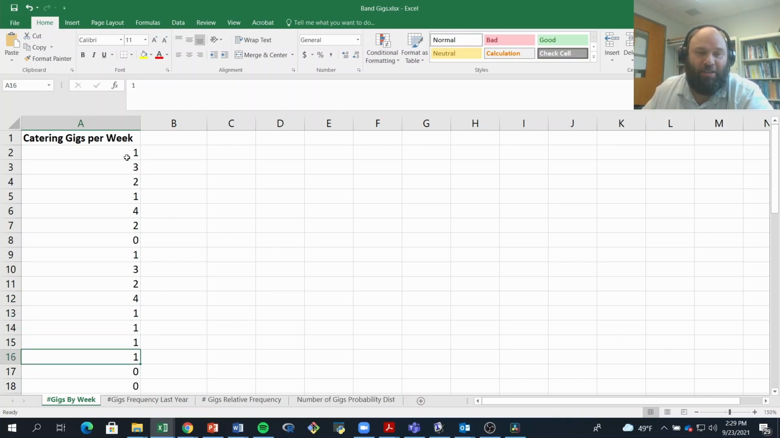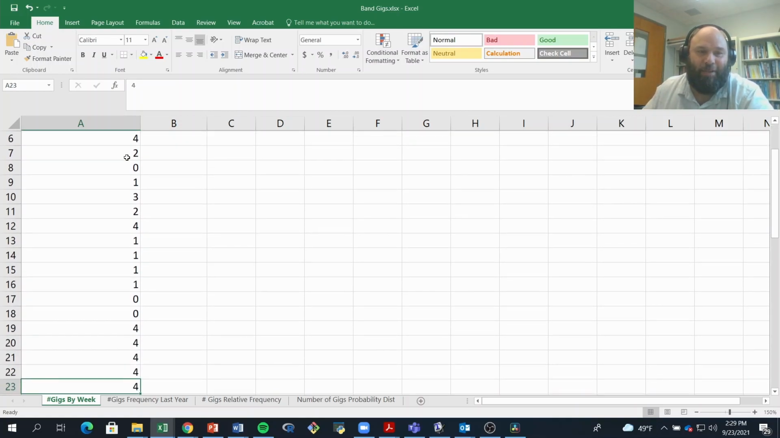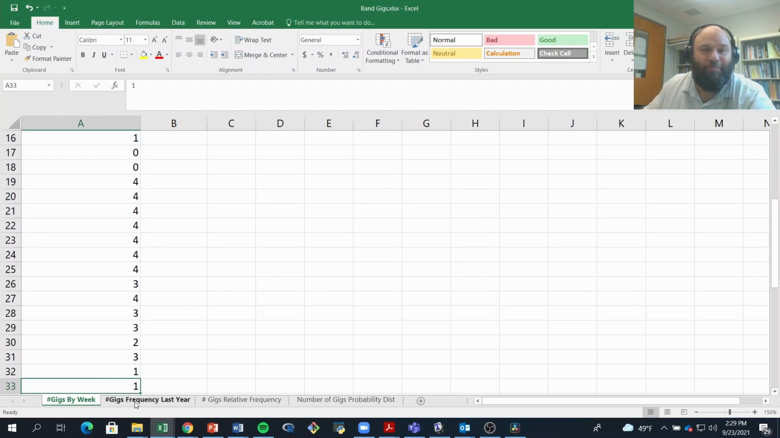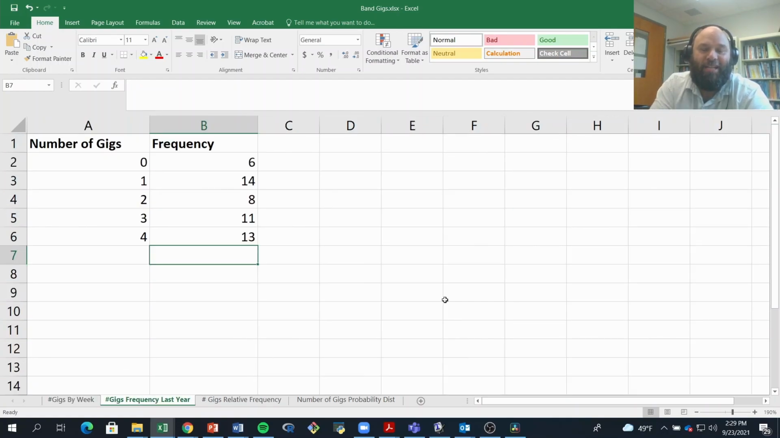Now this spreadsheet, as it's written, is not terribly useful. It's a very long string of numbers. What's more useful is to look at how many times we played each possible number of gigs. So 6 of the weeks of the year, we played no gigs over the weekend. We got 1 gig, 14 weeks of the year, and so on and so forth.